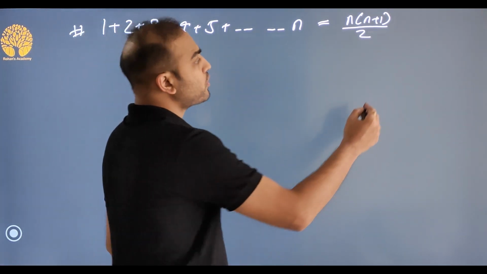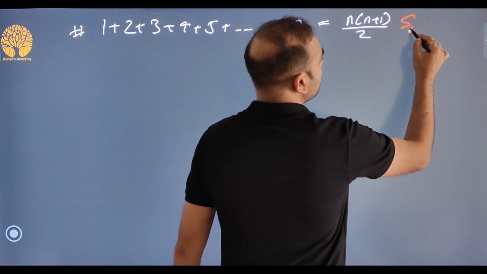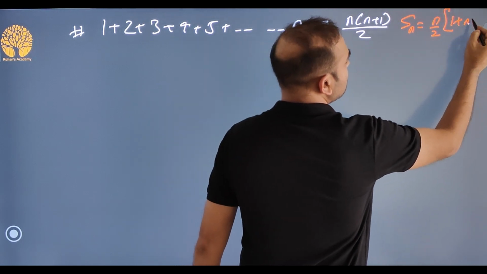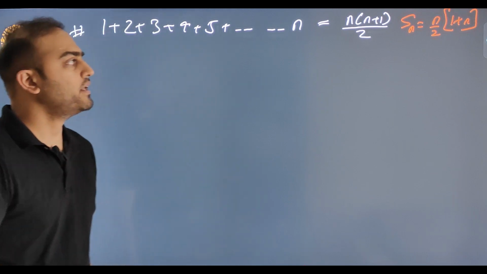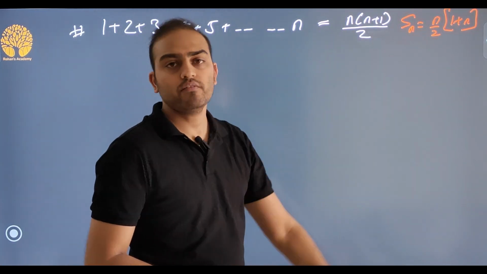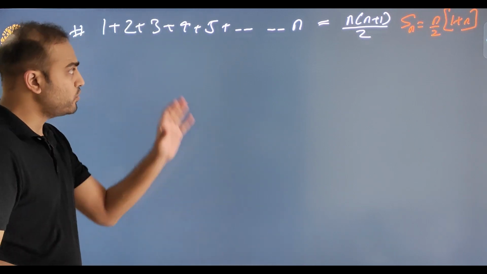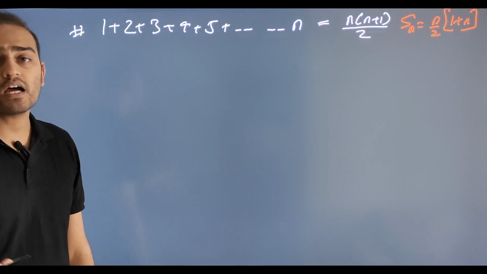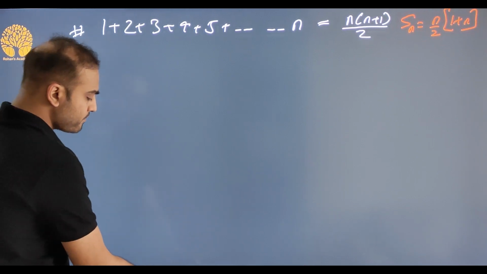So for an AP, what is the sum formula? It is n by 2 times first plus last. So if you see, it's the same formula. That is why I said if you learn them, great. If you don't, no problem. You can derive them in the exam itself.